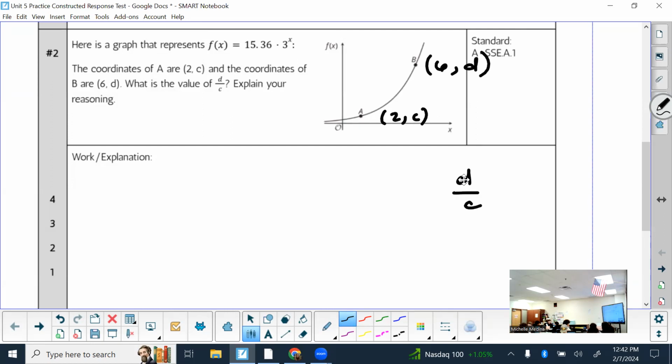So looking at the coordinates, are C and D inputs or outputs? They're outputs, because in our coordinates, they go X and then Y. So basically, we need to figure out what the outputs are when the inputs are 2 and 6. And then the final part is to divide them from each other. Since it gives us the equation, that makes it a lot easier, and it's in function notation. So if 2 is my input, I need to plug that in everywhere that there is an X.